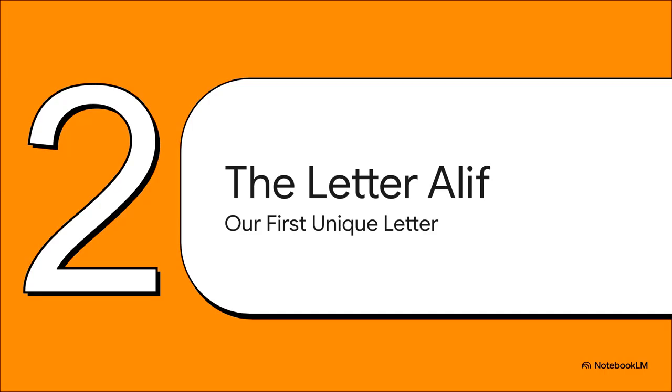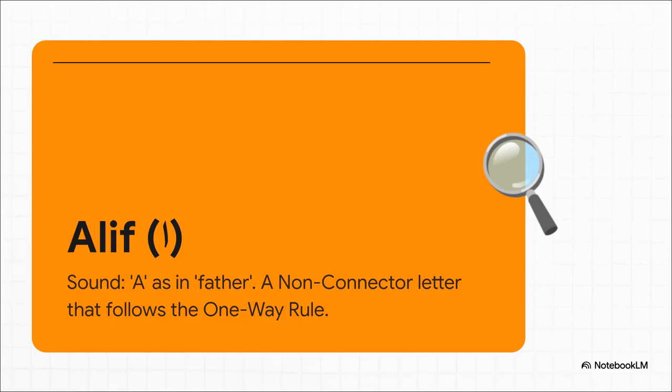Okay, you've got the rules down. Let's meet our very first letter. It's unique, it's fundamental, and honestly, it's super easy to remember. This is Alif. So what is Alif? It's just a straight line, a simple vertical stroke. That's it. And it makes a nice long A sound, kind of like the ah in father. But here's the thing about Alif. It has this one special rule, what we can call the one-way rule, and it is absolutely crucial for understanding how Arabic words fit together.